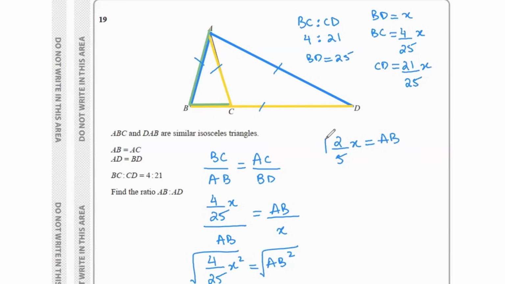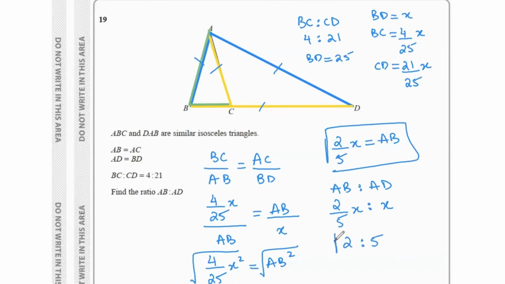So we know what AB is. So AD is already the same as BD. So if we assume BD to be X, AD is also going to be X. So AB is to AD would be 2/5 of x is to x. The x gets cancelled out. We multiply both sides by 5. So 2:5 is your ratio for AB is to AD.